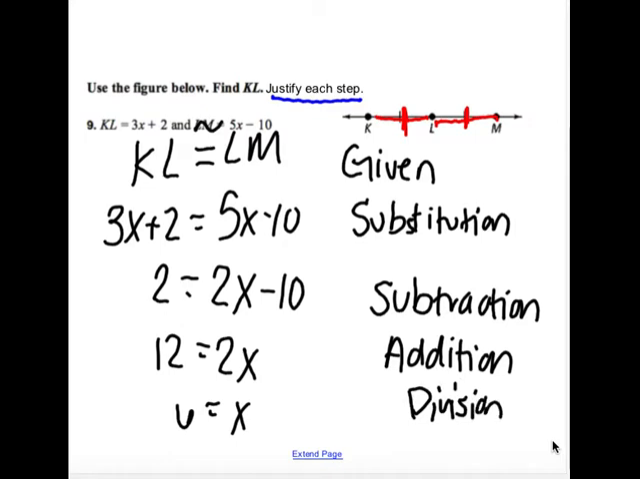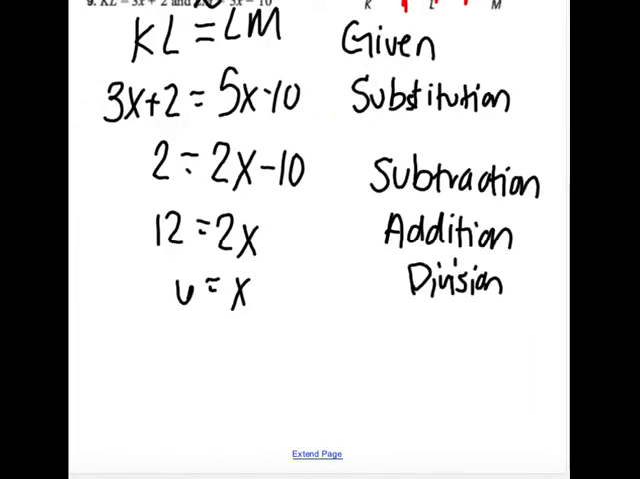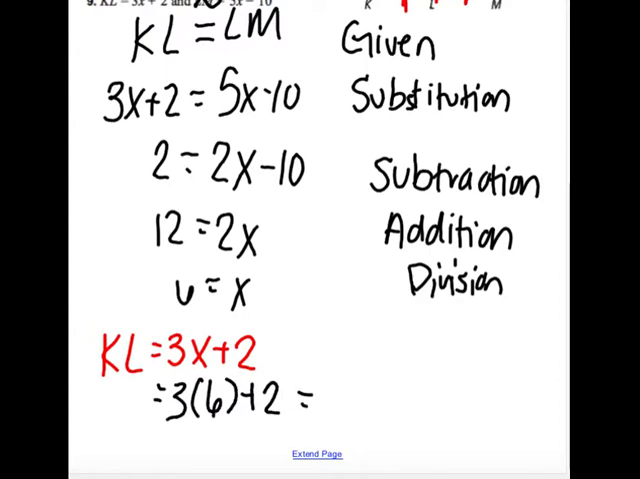Alright, but it says to find KL. All I found is x. So I have to take what I know. And it said KL was 3x plus 2. So what I'm going to do is plug that 6 that we found for x into this equation. So I'm going to get 3 times 6 plus 2, or 20. So KL is 20.